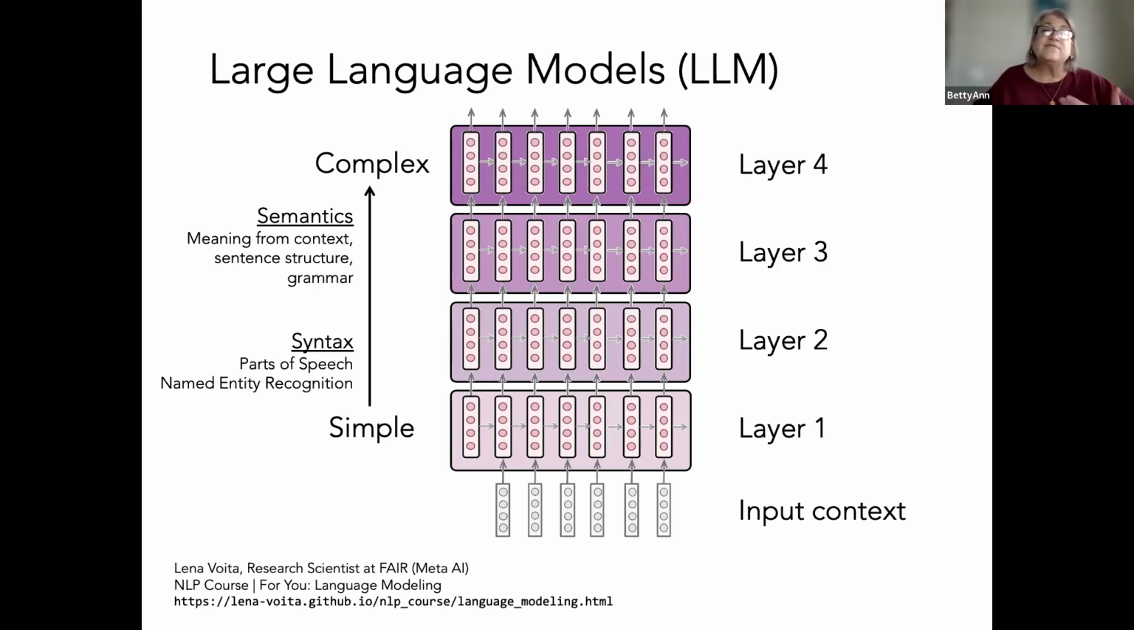So in the case of language models, people can see that the earlier layers are sort of recognizing the syntax of, in this case, English. It's understanding parts of speech. It's starting to recognize named entity recognitions. And then later layers seem to start to understand semantics. It starts to understand context and grammar. So this concept to me is super cool.